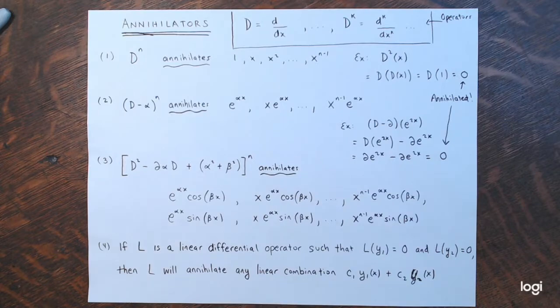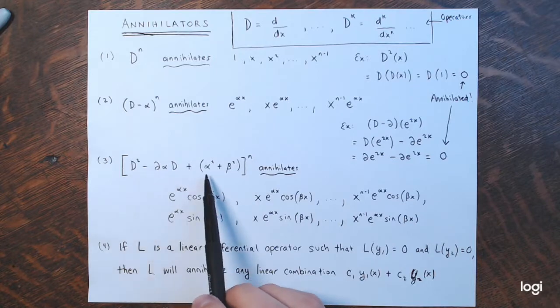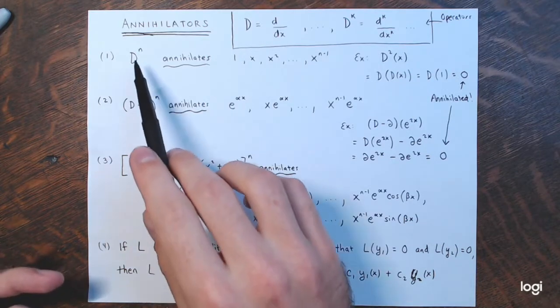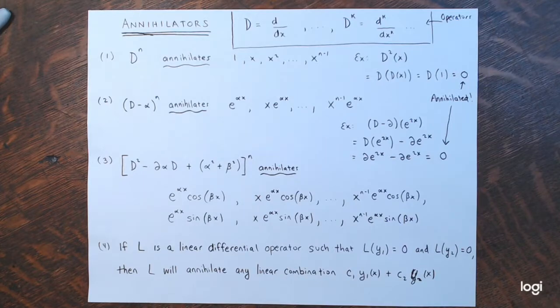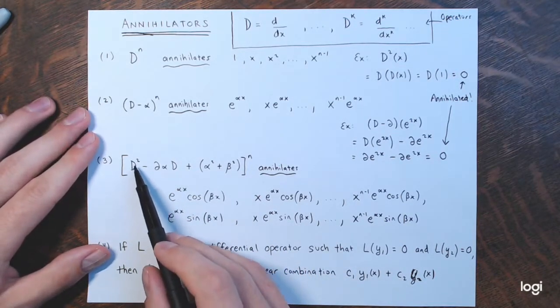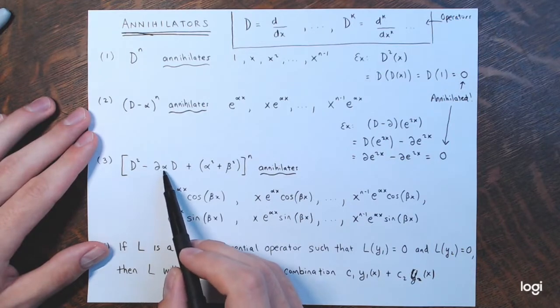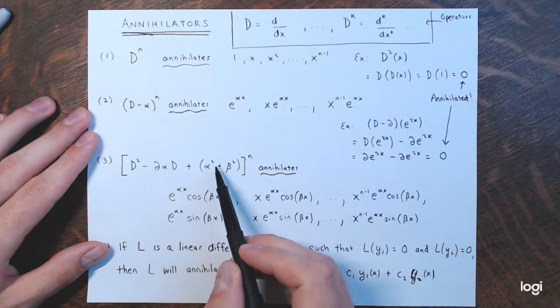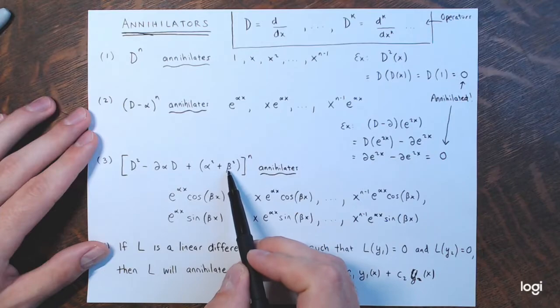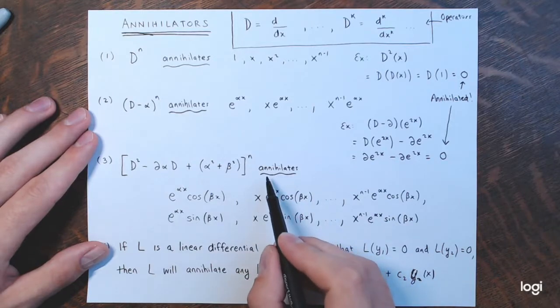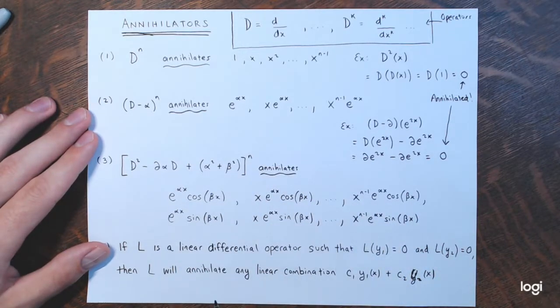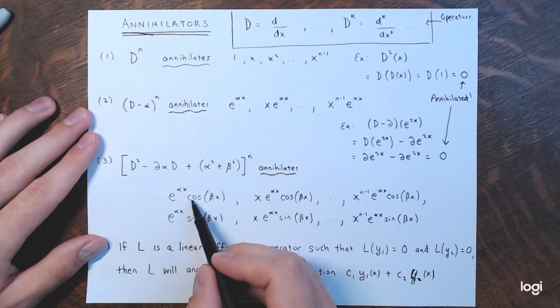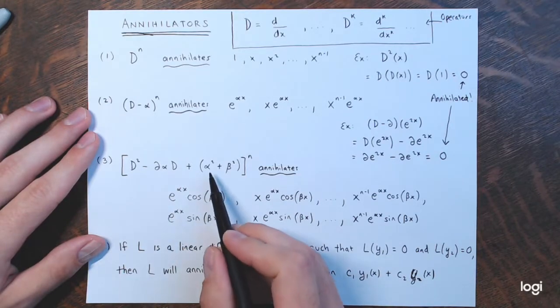All right, I don't have a lot of room for examples here, so I'm going to just state this crazy rule here. Again, I'd recommend memorizing these things just to make things quicker for you. The operator D squared minus 2 alpha D plus alpha squared plus beta squared, where alpha and beta are constants, to the n, annihilates all the following functions. e to the alpha x times the cosine of beta x, where that alpha and that beta are here and here, right?